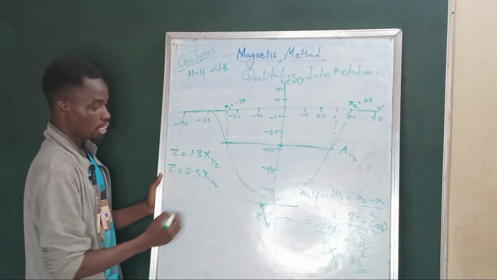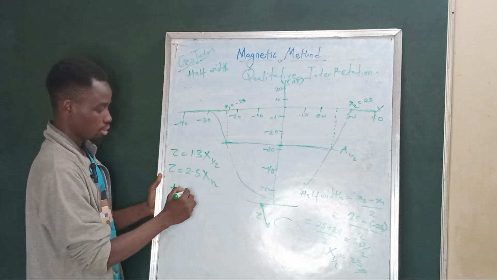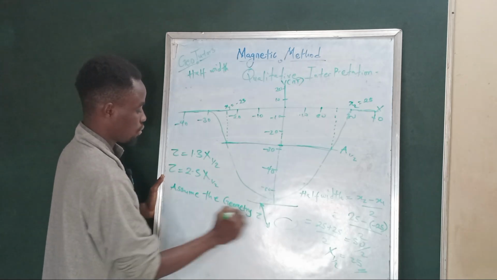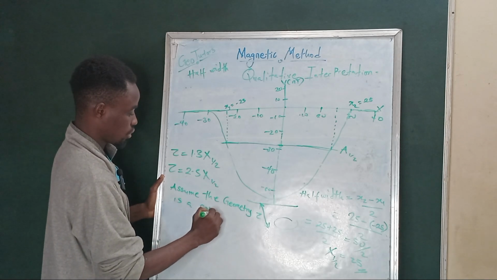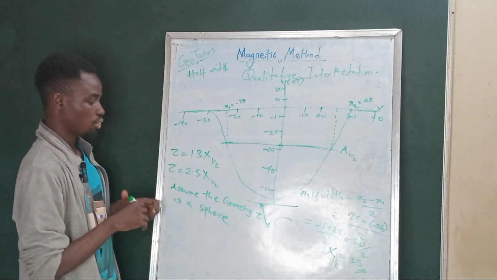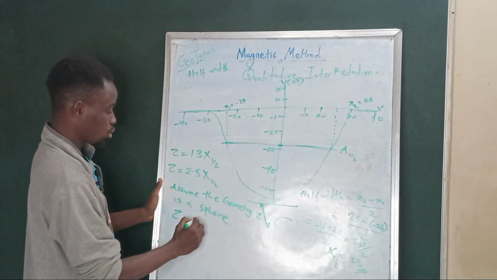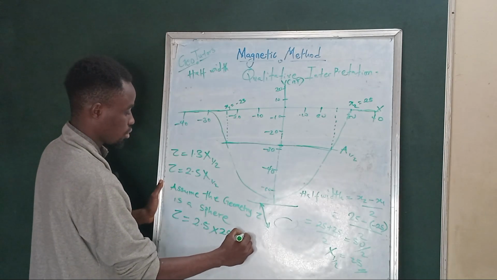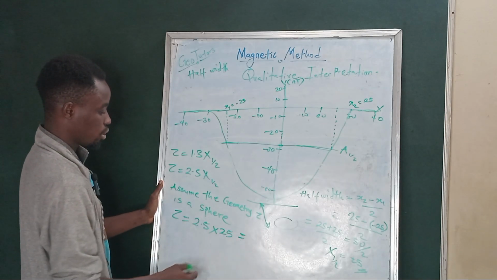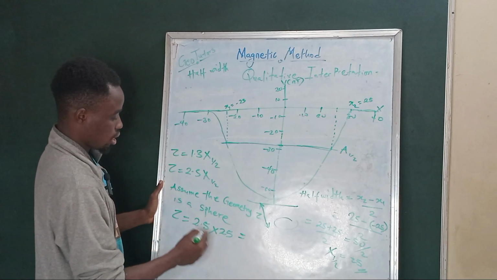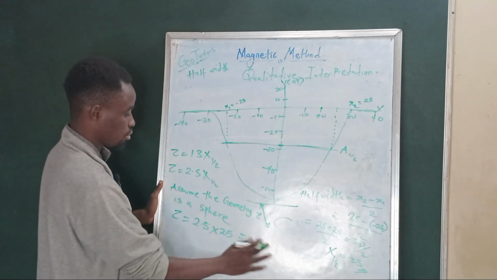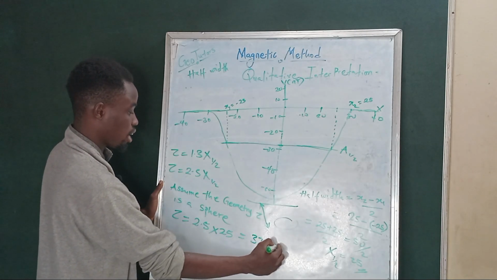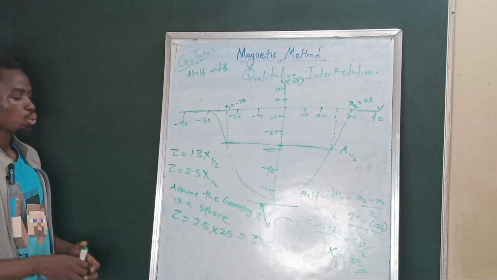Now write in your book: assume the geometry is a sphere. Since we're assuming that the geometry is a sphere, z is equal to 2.5 times x half, which is 25. Here will be 50, here will be 12.5, and that will be 37.5 meters.